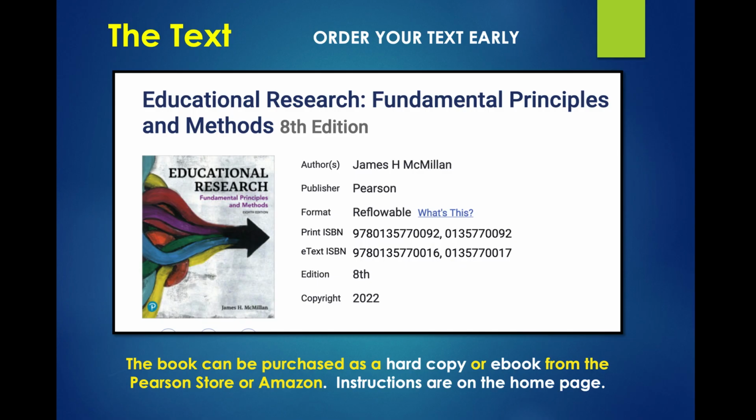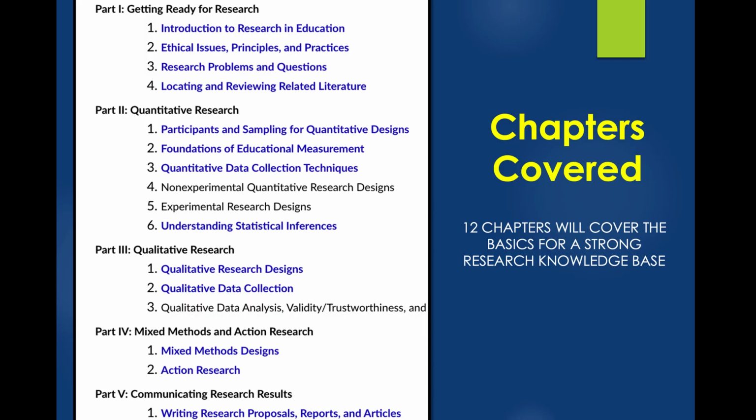The text that you're going to use has just recently been updated. It's educational research, so don't let it scare you. It looks kind of lengthy, but it reads easy. You can purchase a hard copy, or I suggest you do an ebook from the Pearson store. It's all explained on the home page and also on Module 1. Tells you how you can get that. You can get that within 5 minutes, and it's a heck of a lot cheaper if you do the ebook. And that's my suggestion to you.